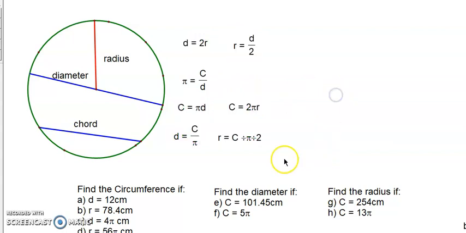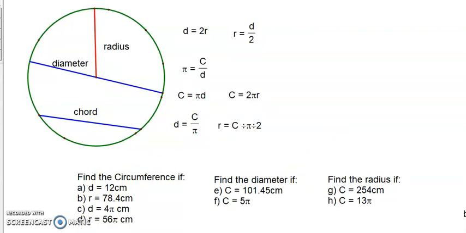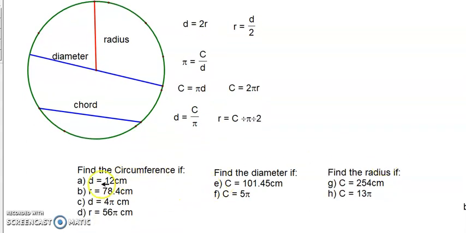Now let's look at some of these examples. Find the circumference if I know d or r. So if I'm looking for the circumference, I have to find an equation that says c equals something. So I can use this one when I know the diameter. Pi times diameter will give me circumference. And when I know the radius, I can use this one. So try these examples and pause the video, and then we'll work them all out together.